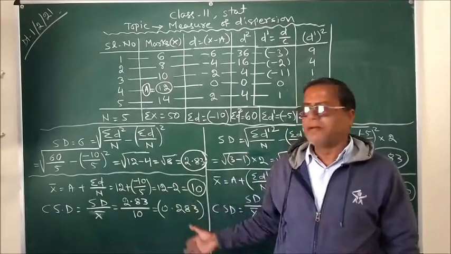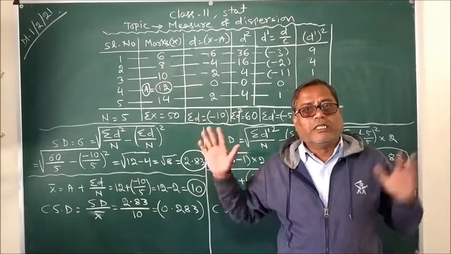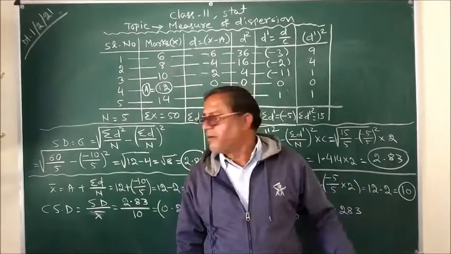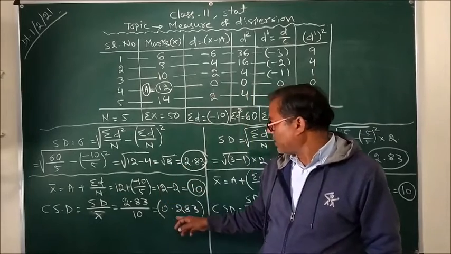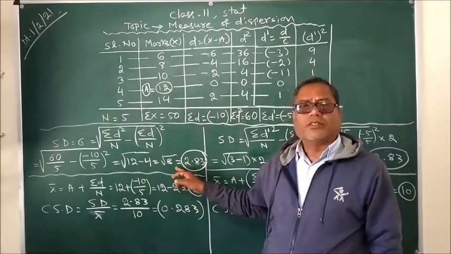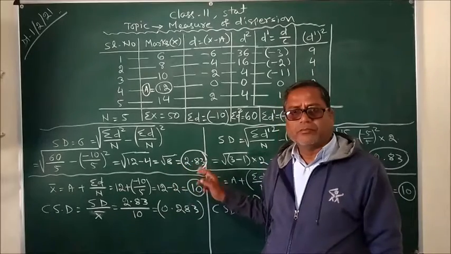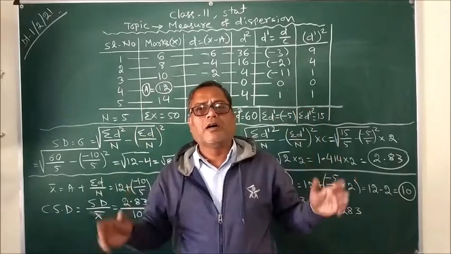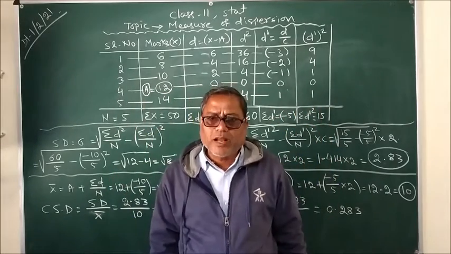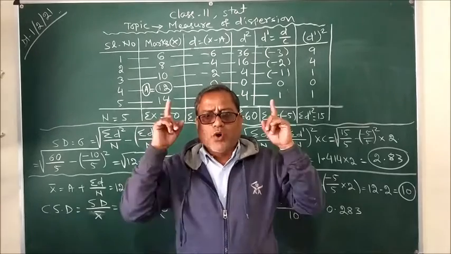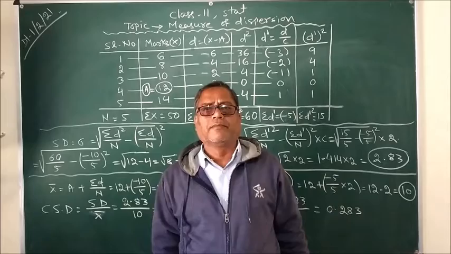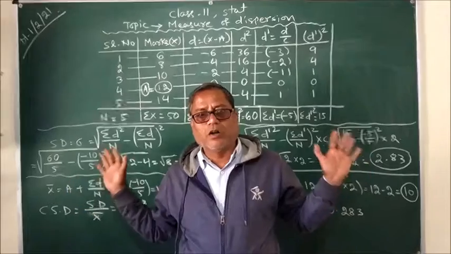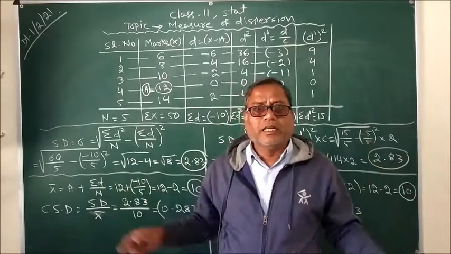What we found here is that whichever method we used, direct method, shortcut method or step deviation method, the coefficient of standard deviation is always 0.283 and the standard deviation is 2.83. It means there is no difference when we use different methods or different formulas to find the standard deviation. That's why standard deviation is the most scientific and accurate measure of dispersion in a series. So this is all about how we calculate standard deviation in an individual series.